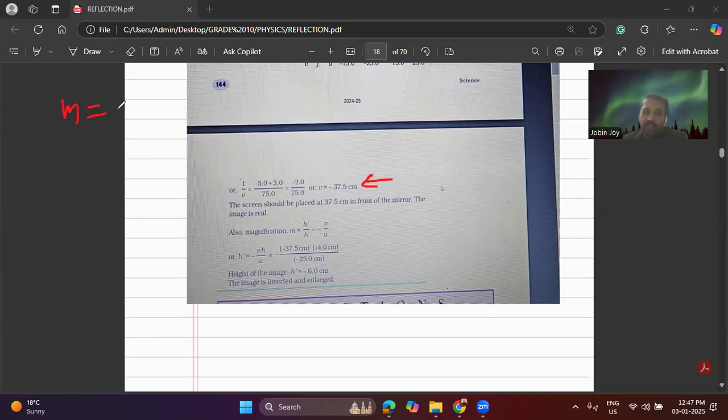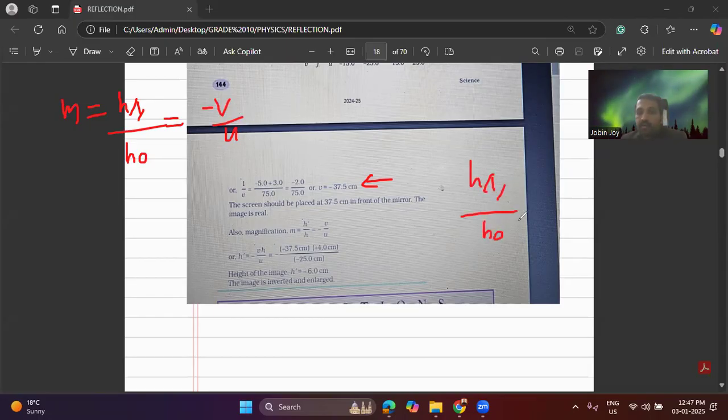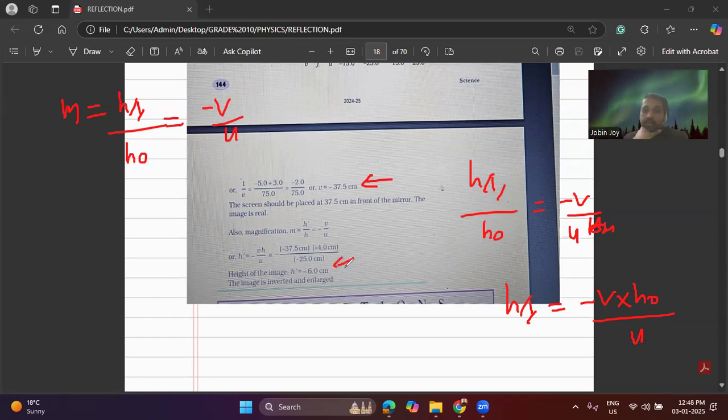Then you can apply m. What is m? Height of the image divided by height of object is equal to minus v by u. So you can write like this: hi by ho is equal to minus v by minus u. Minus v by u. So from this hi is equal to minus v into ho divided by u. After solving this, you will be getting minus 6 centimeter. So the height of image is minus 6 centimeter.